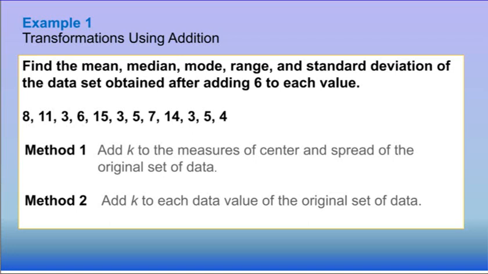So example 1, find the mean, median, mode, and range and standard deviation of the data set obtained after adding 6 to each value. Now there's two methods you could do. Method 1, you could add k to the measures of center and spread of the original set of data, or method 2, you can add k to each data value of the original set of data. I'm going to do method 2.